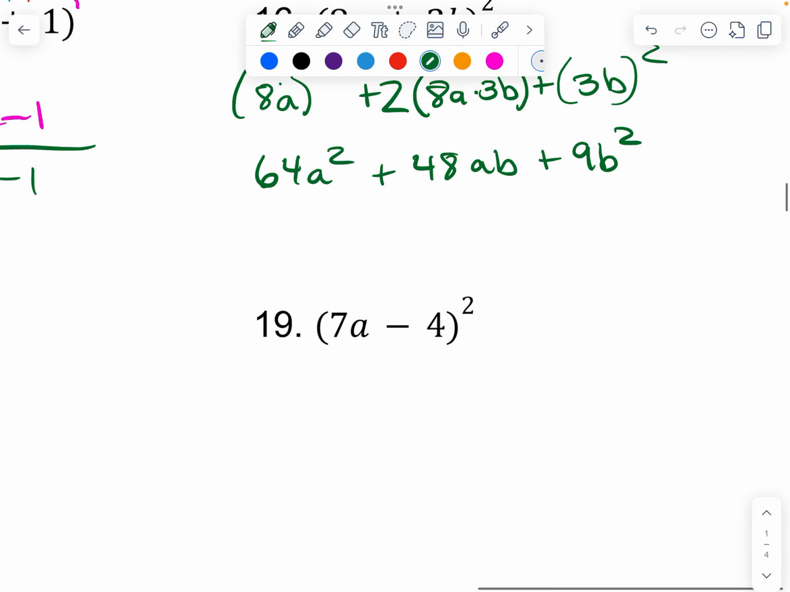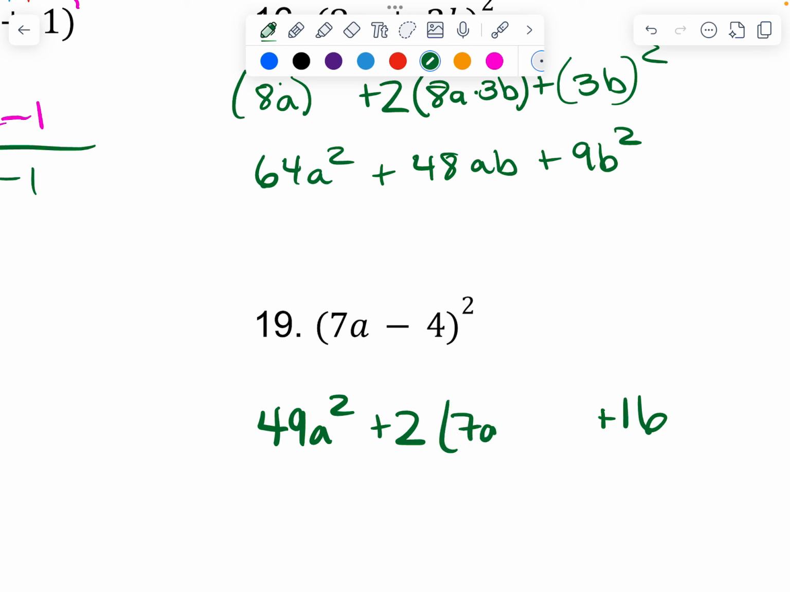Next, I square the first one, 49a squared. I square the second one, and that would be 16. Then in between, I have 2 times 7a times negative 4. So that'll get me 49a squared, 28, so that's minus 56a plus 16.